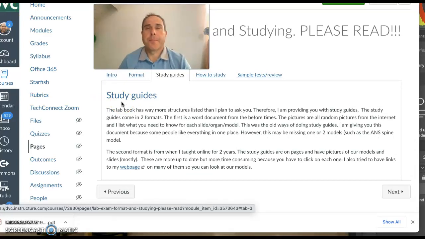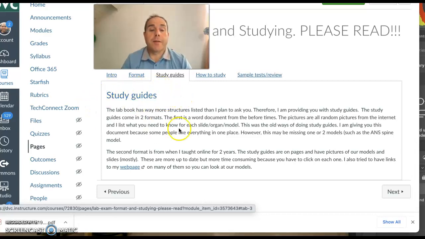What do we have to study? And several of my colleagues say everything. I actually don't think that's fair. There are way too many terms in the textbook and the lab book for you to be responsible for everything, especially if there's like three structures right on top of each other. That is absolutely not fair.